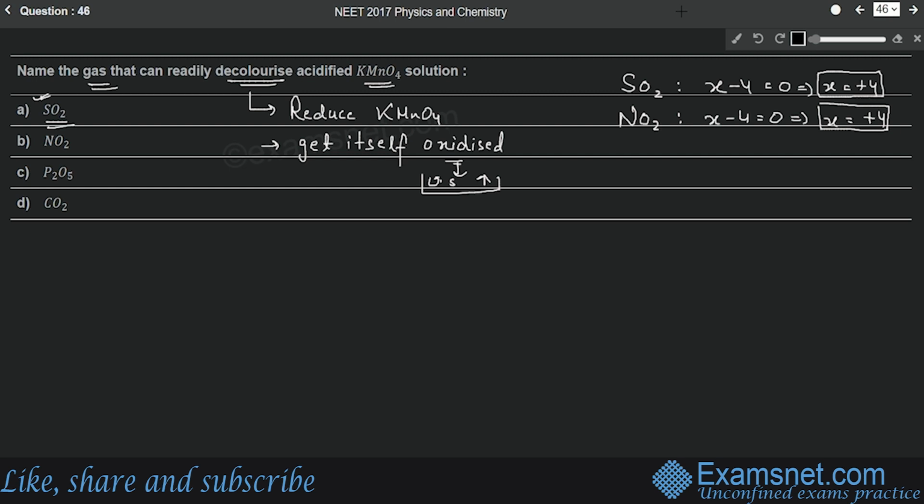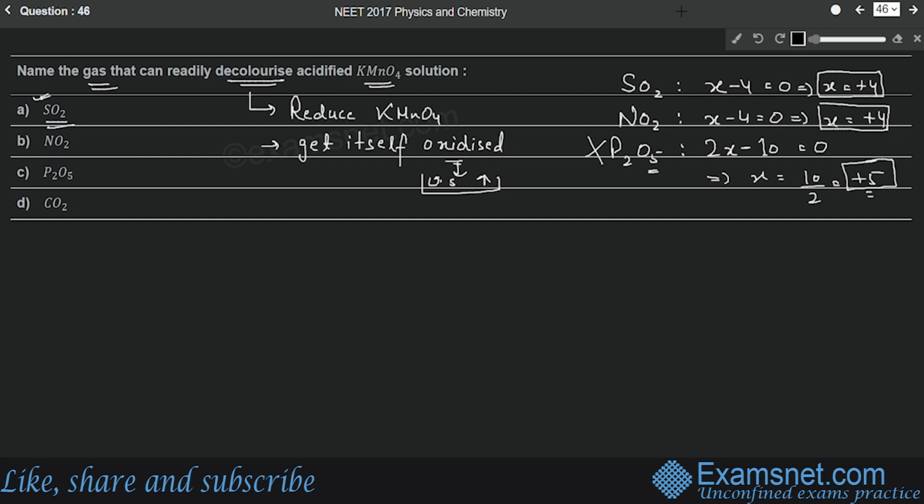Now if we take the third option, that is P2O5, let's say X is the oxidation state of phosphorus. Then it will be 2X minus 2 into 5, which is minus 10, so 2X minus 10 equals 0. So X will be equal to plus 10 divided by 2, that is plus 5. Now can this further increase? No, it cannot increase because plus 5 is the maximum oxidation state of phosphorus. So this is not possible. This cannot further increase, that means it will not get oxidized.